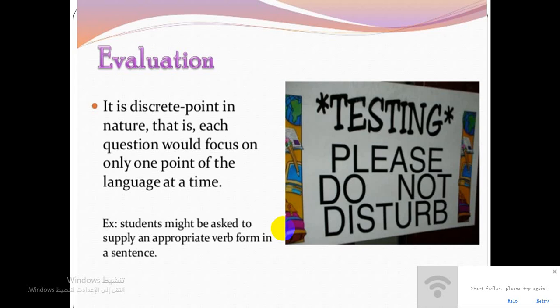Evaluation, in this method, is discrete point in nature, that is, each question would focus on only one point of the language at a time. For example, students might be asked to supply an appropriate verb form in a sentence.